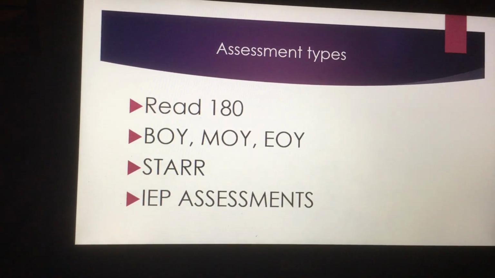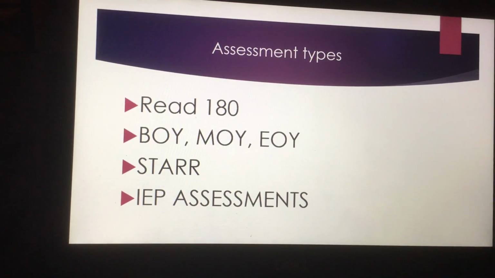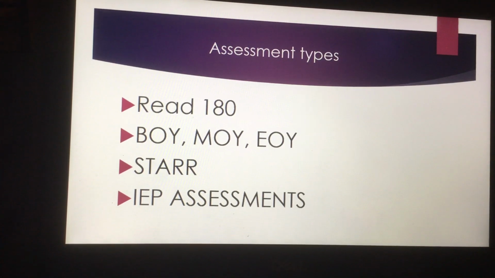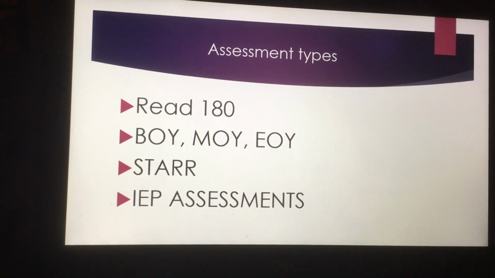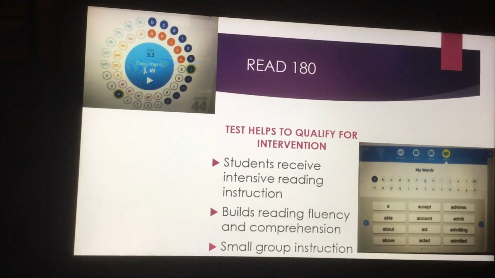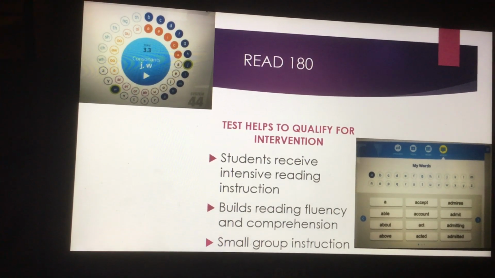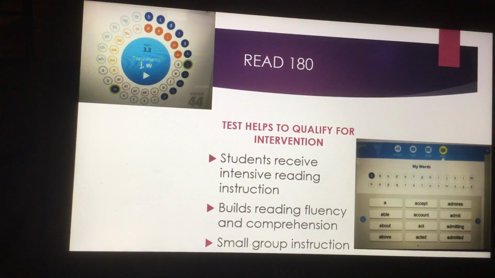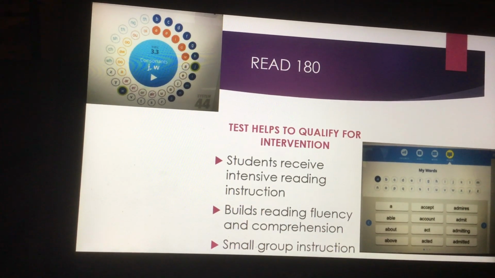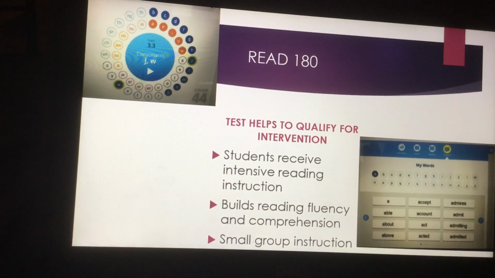The assessment types were Read 180, the beginning of year, middle of year, and end of year exam, the STAR test, and the IEP assessments. Read 180 is the test that helps to qualify students for intervention. In the intervention, they receive intensive reading instruction, build reading fluency and comprehension, and receive small group instruction.